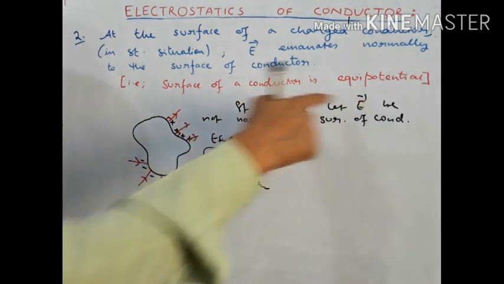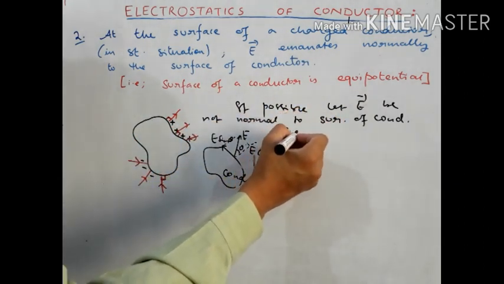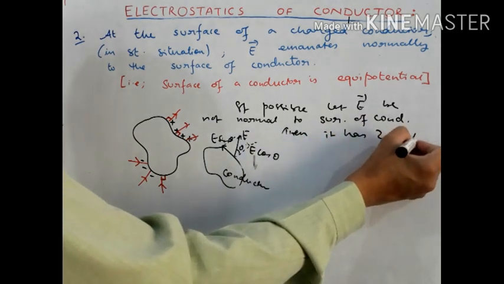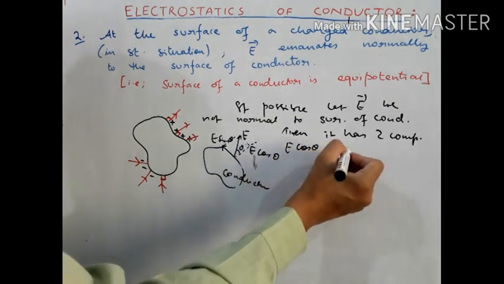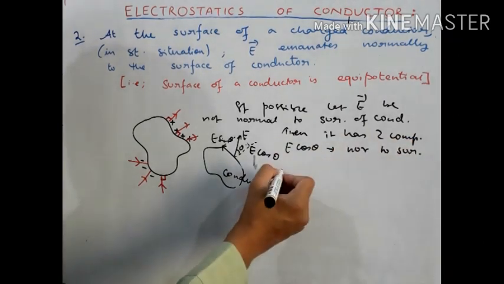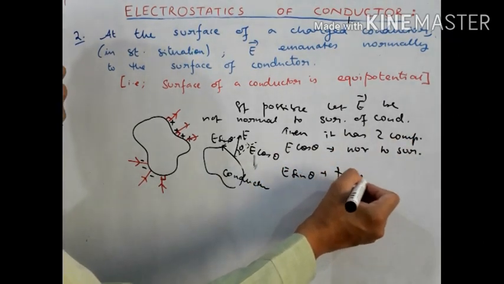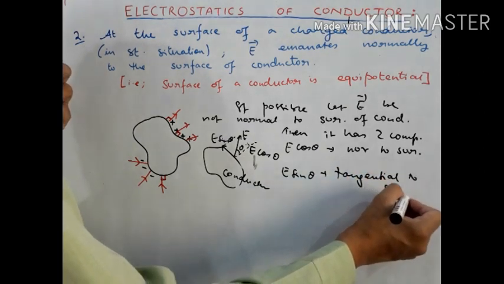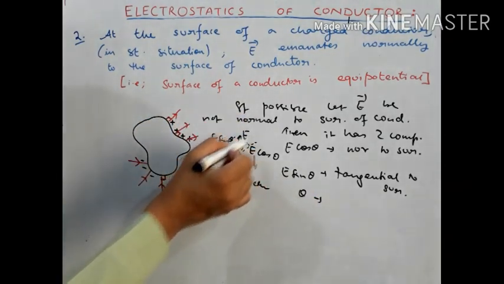If possible, let E vector be not normal to the surface of the conductor, then it has two components. The E cos theta component is normal to the surface and there is a component E sin theta that is tangential to the surface. Here you must mention what theta is. Theta is the angle made by the electric field vector with the normal.